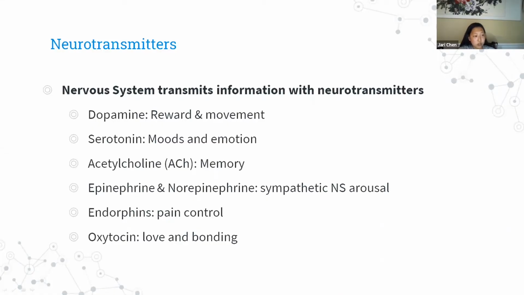So neurotransmitters. The nervous system transmits information with neurotransmitters. The neurotransmitters are just like the tiny particles that transmit all the information through neurons. So here's a list of important neurotransmitters, things like dopamine, which is important for reward and movement. And you'll definitely go into these a lot more if you do take psychology. They're very important to how the nervous system functions.